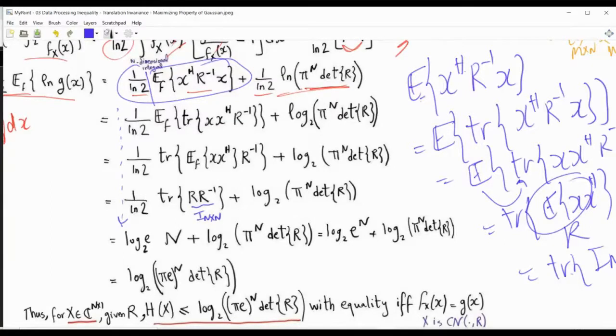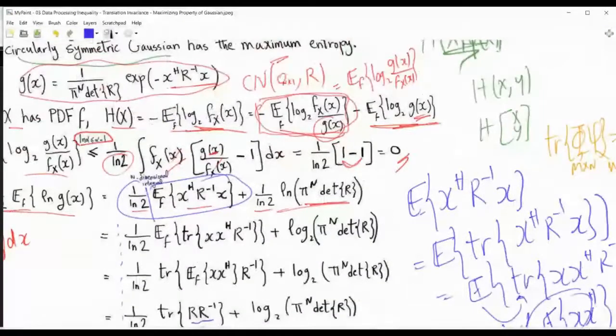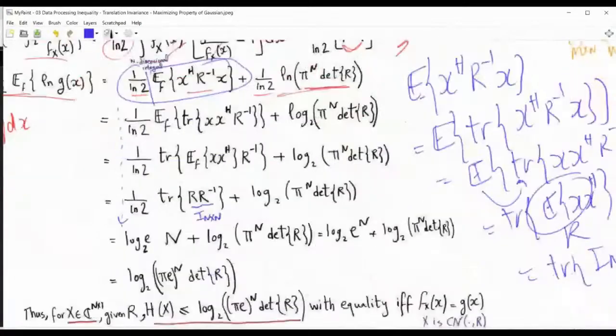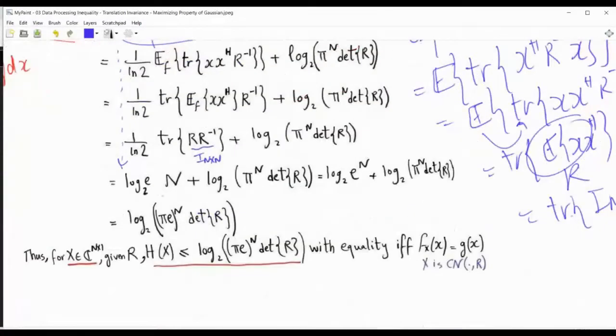The way to go is simply to insert this trace, the trace of a scalar, into the scalar itself, use the property that trace of phi psi equals trace of psi phi, and then use the fact that trace is the sum of the main diagonal elements, and expectation is just a linear operator. The expectation of a sum of random variables is the sum of expectations, and this is true even if the random variables are dependent. Expectation is linear, period. So this term here we were able to evaluate exactly, and now this is the remainder.